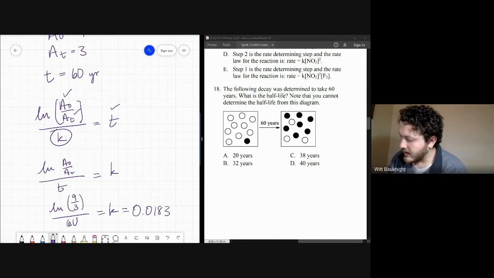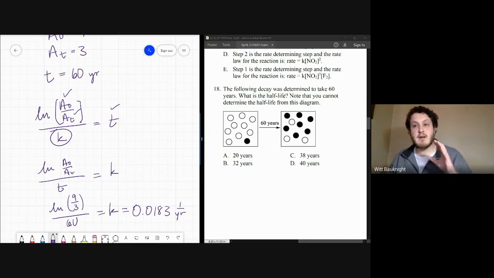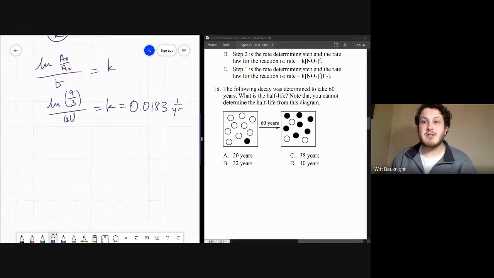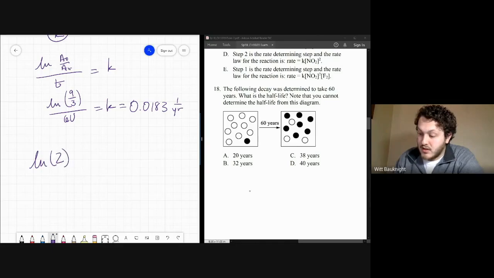K in this case equals 0.0183, and it's going to be 1 over years. Usually, for half-life, the unit is going to be 1 over time. In this case, we see 60 years is the time we're using, so we're keeping with that unit. So now that we know K, the rate constant, we can plug into the half-life formula. The half-life formula is that ln2 over K is equal to the half-life.